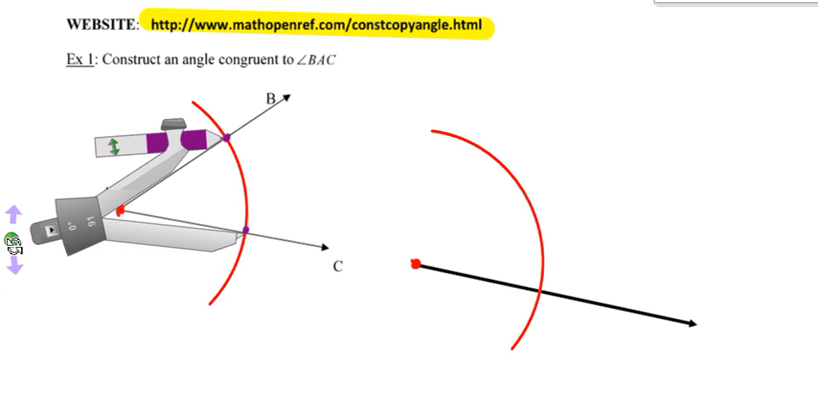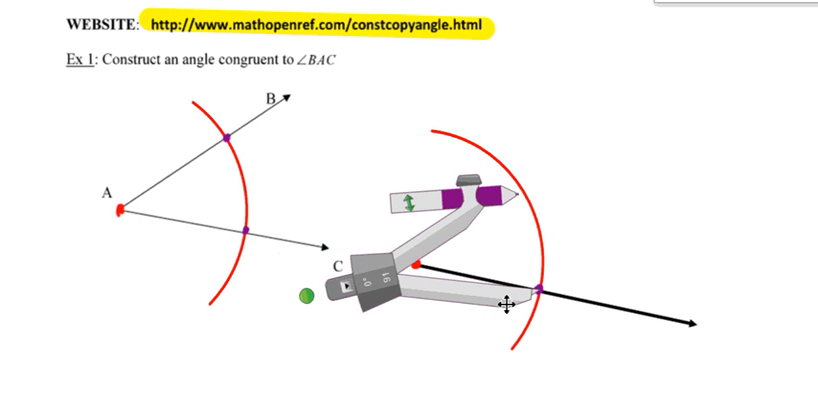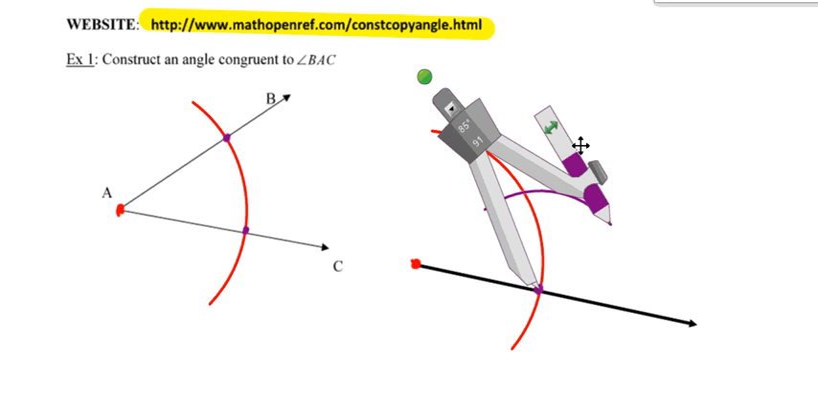But notice that the point of my compass is on the point where my arc intersects the side of my angle. And if I think about that scenario in my new angle, I only have one point of intersection so far, and that's where I want to put the point of my compass when I come over here to copy my angle. So the center of my new arc is going to go on the point of intersection between the arc and the side of the angle. And once I do that, now I can go ahead and arc.